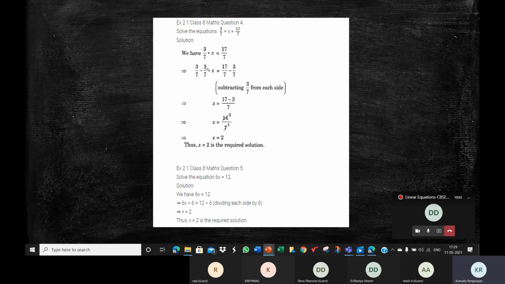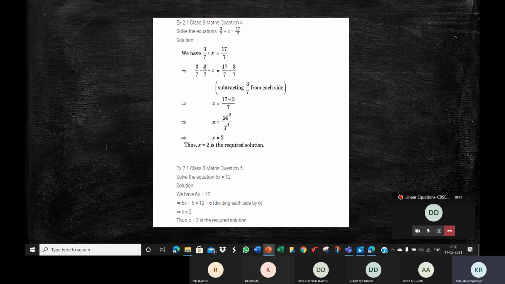You can write it anywhere. It's not that you must write it here only. You can even write 3 by 7 plus 6 minus 3 by 7 after that. The position is not important. You should subtract 3 by 7 from the LHS as well as from the RHS. So you can even write 3 by 7 plus 6 and then minus 3 by 7 is equal to 17 by 7 minus 3 by 7. That's absolutely fine. Then what happens?